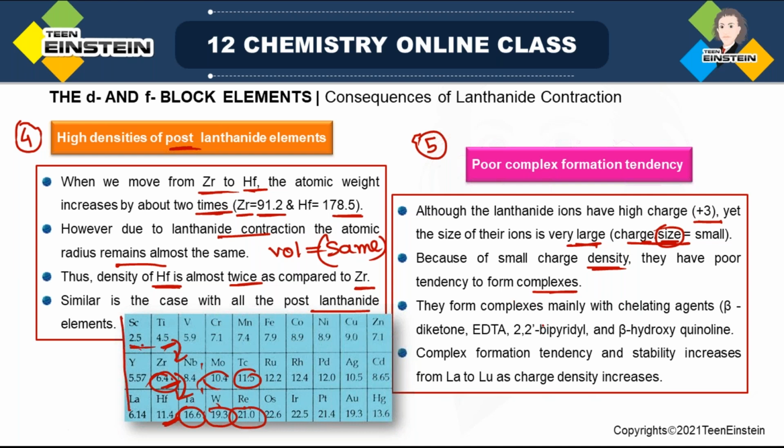Now though we are saying poor complex formation tendency, some examples are obviously there. So there are some specific ligands with which they can form compounds. They mainly form complexes with chelating agents. Chelating agent means more than one donating site must be present. So beta diketone is like this. It is also known as 1,3-diketone because if this is the alpha position with respect to this keto group, then, sorry, it is not beta keto.